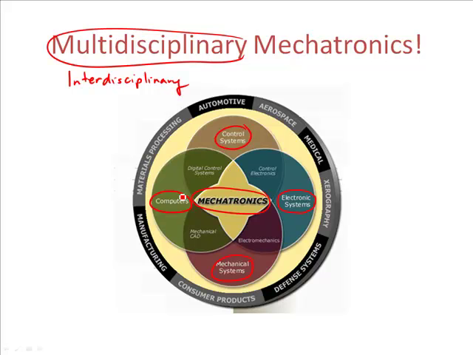Computer engineers understand computer architecture. And so what you'll see is that these areas overlap with each other. For example, electronics and control systems overlap to create control electronics. We have electromechanics when electronic systems overlap with mechanical systems, and so on. And so where all four of these areas come together forms this central area of mechatronics. Okay, so the point here is that it's an interdisciplinary area, and that there are a lot of application areas.